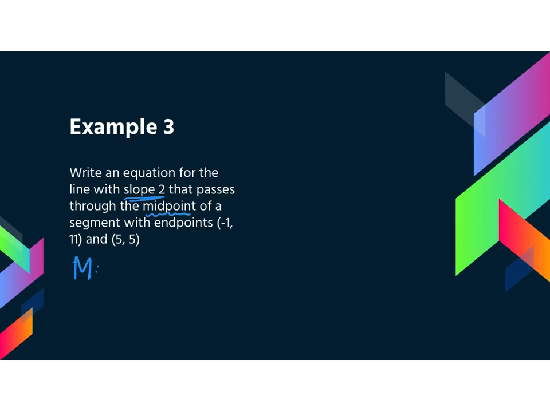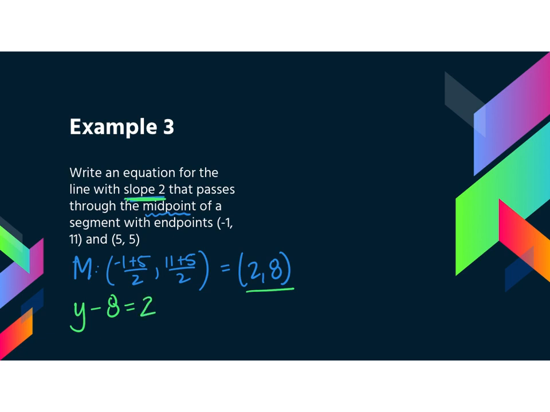To find the midpoint, we are going to take the average of our x's. So -1 plus 5 divided by 2. We're going to do the same thing with the y's. So find the average of the y's. 11 plus 5 divided by 2. So our midpoint is 2, 8. Since we now have a point and a slope, I'm going to substitute this into point-slope form. y minus y1 equals m times x minus x1. Again, we can leave it like this, or if we needed to change it into slope-intercept form, you could do some distributing and solve for y.